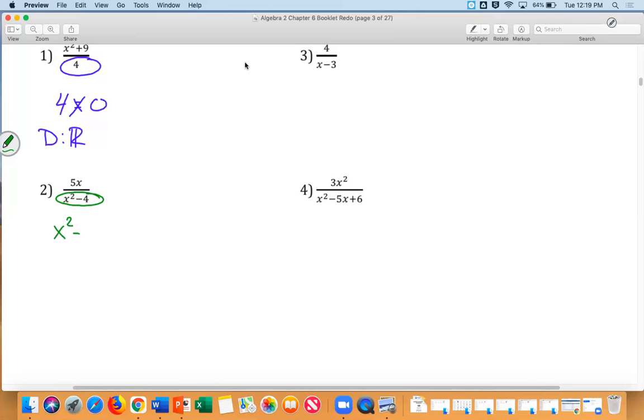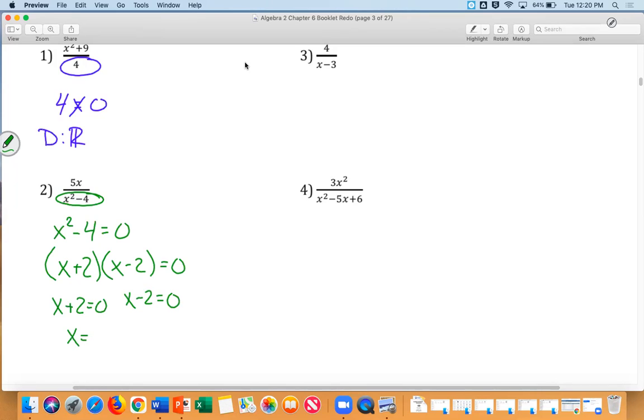Ed? Yeah. When is x squared minus 4 equal to 0? Negative 2 and 2. Very good. So the factors of negative 4 that add up to 0 are x plus 2 times x minus 2. We set each of these pieces equal to 0. That gives me x equals negative 2 and x equals 2. Therefore, my domain is all real numbers except x equals negative 2 and x equals 2.